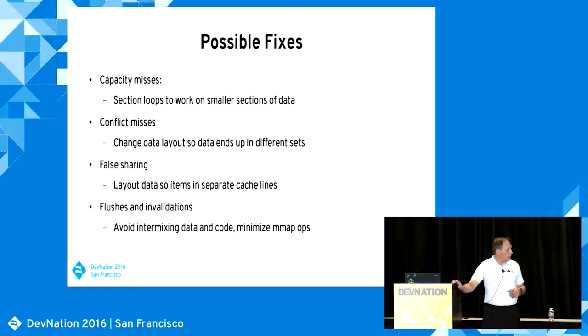Okay. For flushes and invalidations, you want to avoid mixing the data and the code, and also avoid doing a lot of mmap operations, because whenever you do an mmap operation, when you map in a new region of memory or map it out, it has to go through and do some bookkeeping to make sure things are flushed properly.